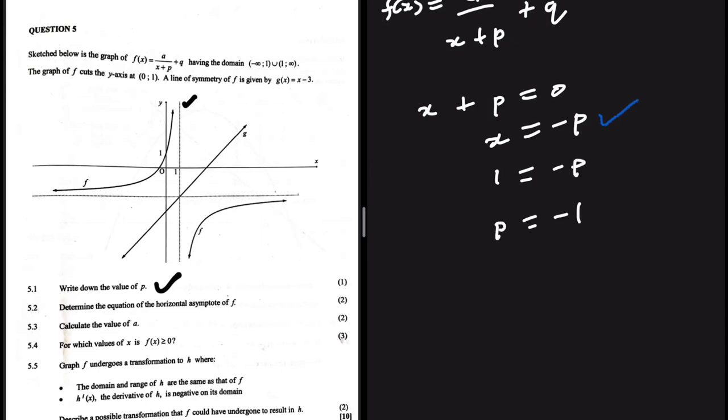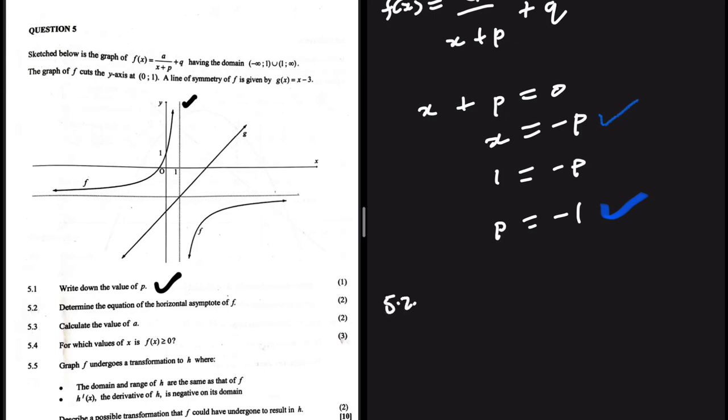But let's see if this brings us back to the vertical asymptote being equal to 1. So we would have x minus 1 equal to 0, x is equal to 1. So it's easy to see that indeed the vertical asymptote is x equals 1, and indeed p is equal to minus 1.